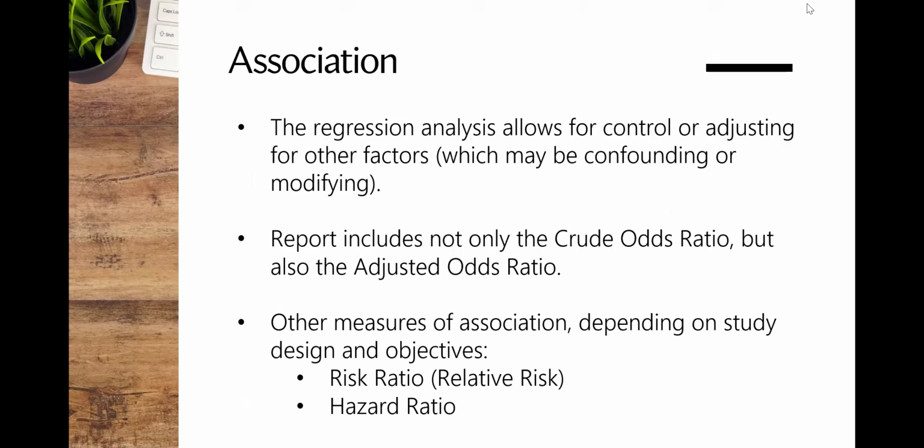The regression analysis allows for control or adjusting for other factors, which may actually be confounding or modifying. So when you end up doing, let's say, the logistic regression, the report includes not only the crude odds ratio, but also the adjusted odds ratio. And normally when you report this, they must come with confidence intervals. There are other measures of association, and they are used depending on the study design and the objectives. For example, the risk ratio or the relative risk, and also the hazard ratio.